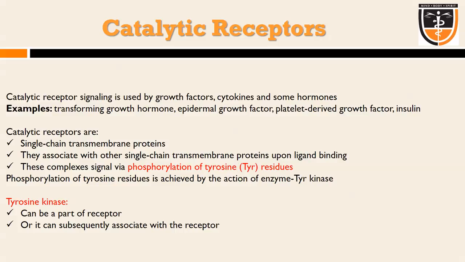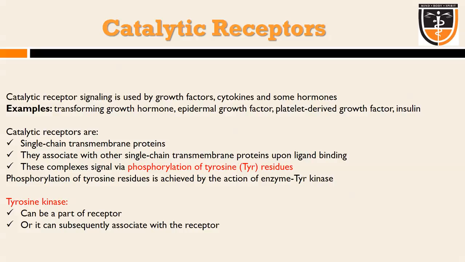There are different types of receptors compared to the heterotrimeric G protein receptors. Why? They're actually used in signaling by growth factors, numerous hormones, and cytokines. They are the ones that will attach to these receptors. Catalytic receptors are single chain, so one single-chain transmembrane protein that spans across the membrane.